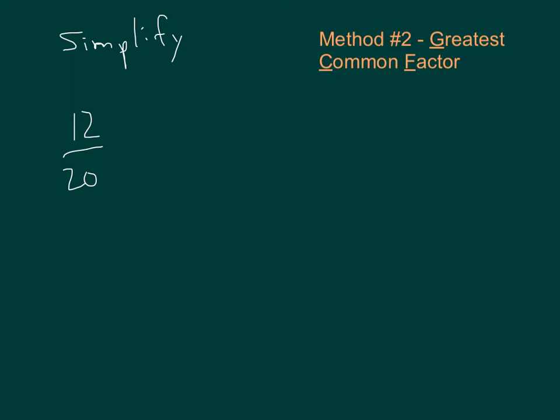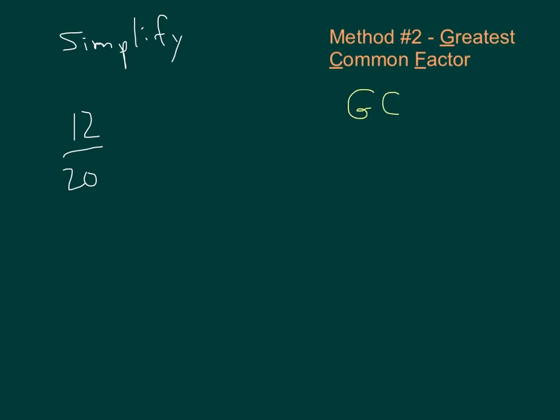Method number 2 is using the greatest common factor, right? Or otherwise known as the GCF, greatest common factor. So sometimes we get a little crazy with these acronyms and we forget the formal names. What's most important here is that you understand what a factor is. A factor is just simply a number or a set of numbers that you can multiply together to get another number. So what is a number that I can multiply times another number to get 12, and I can also use that number to multiply times another number to get 20.